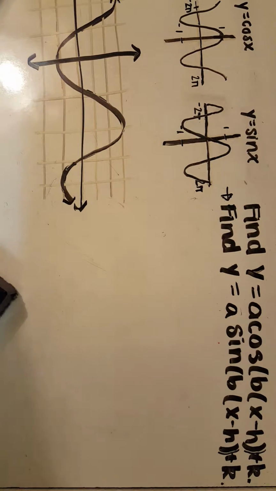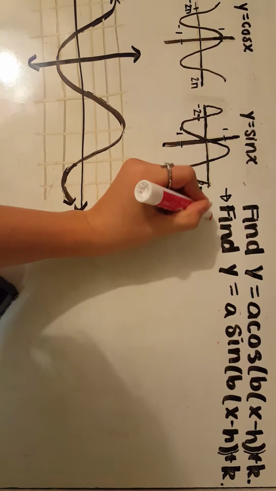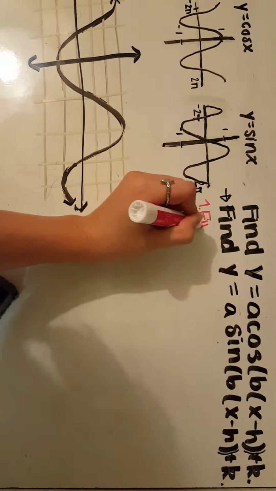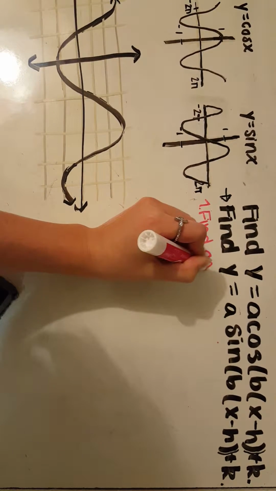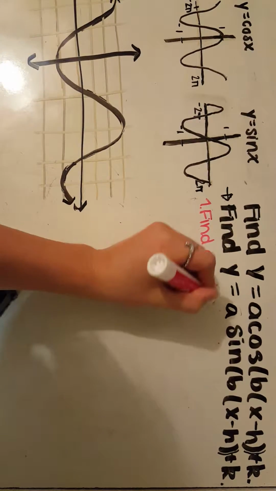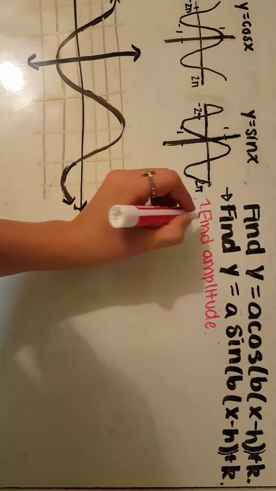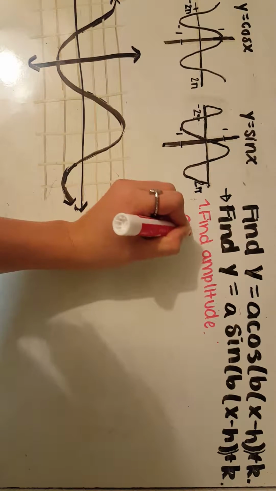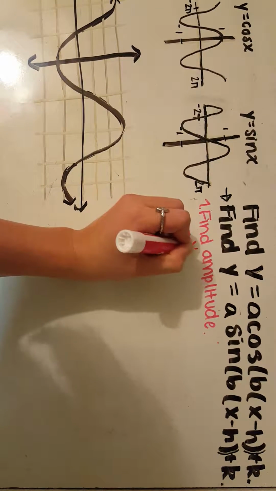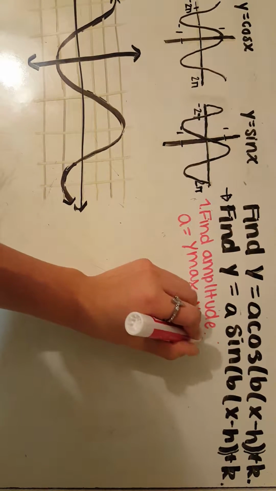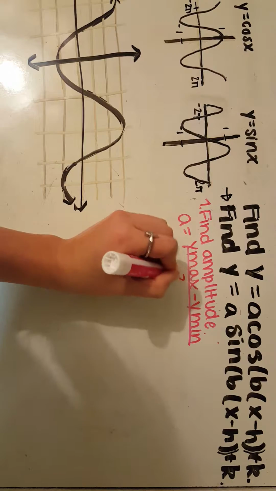So first, we will begin by solving for a. And here a is amplitude. So step number 1 is find amplitude. And the way we find amplitude is we take the y max minus the y min and divide by 2.